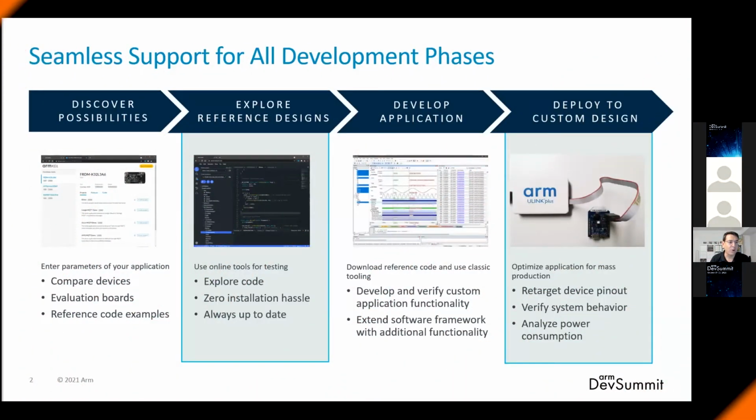So what is this all about? We are talking here about seamless support for all development phases. So basically what this tool that you learn to use today is envisioned for is to discover possibilities from the hardware and from the software point of view, and explore reference designs, find out what code is out there that you can use to make your next development project run faster. And we are helping you in these first two phases with Keil Studio and the web platform that we're going to use just in a couple of minutes.